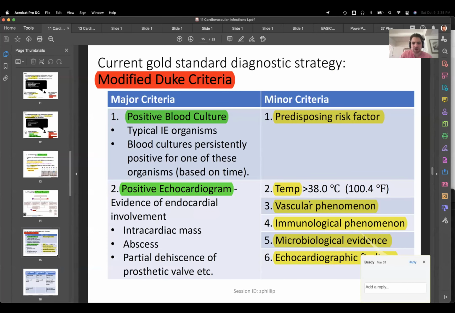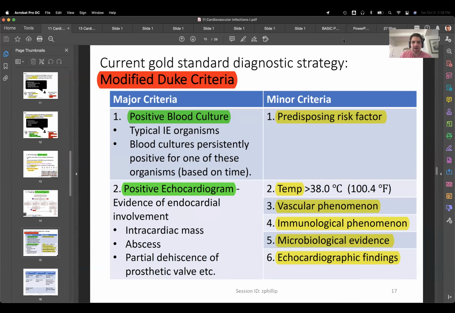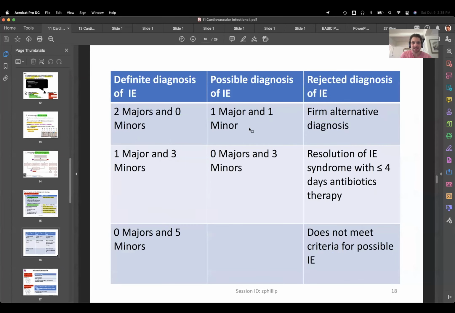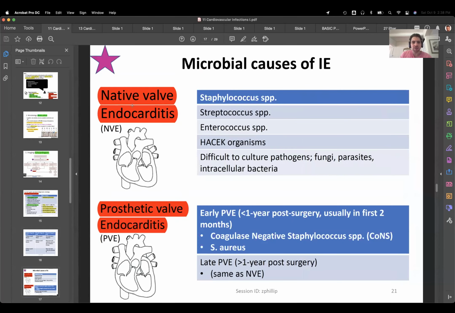I used to make a big deal of trying to remember this criteria, but I've never come across problems where they're like, did they technically qualify with the major and minor? So, that's my 2 cents on actually learning these. So, right, this would be a very important slide for native valve endocarditis.